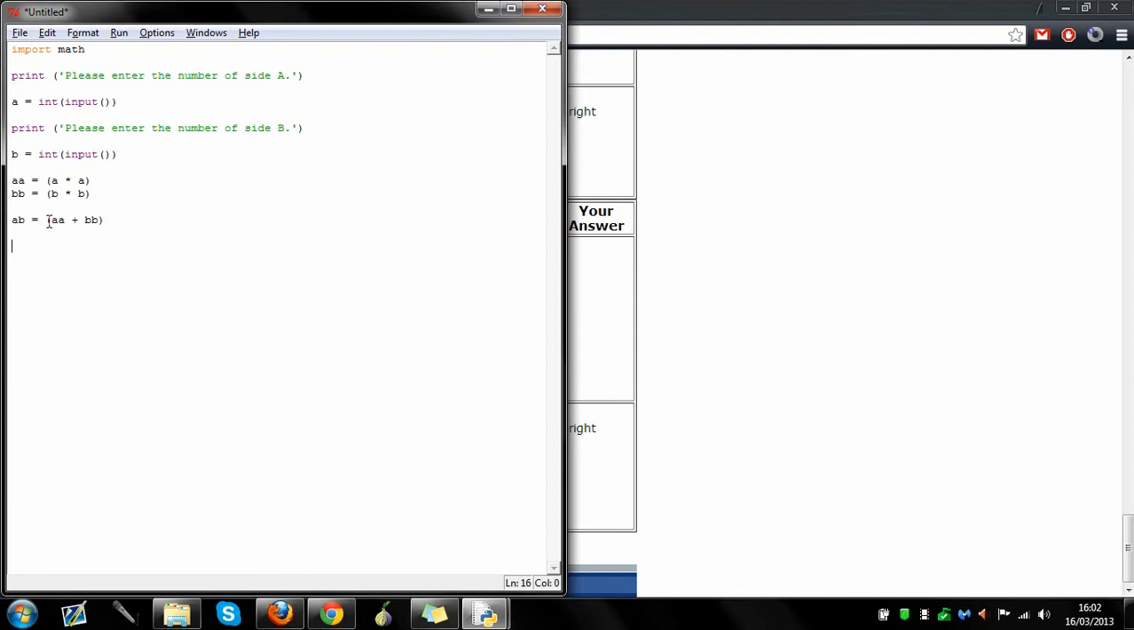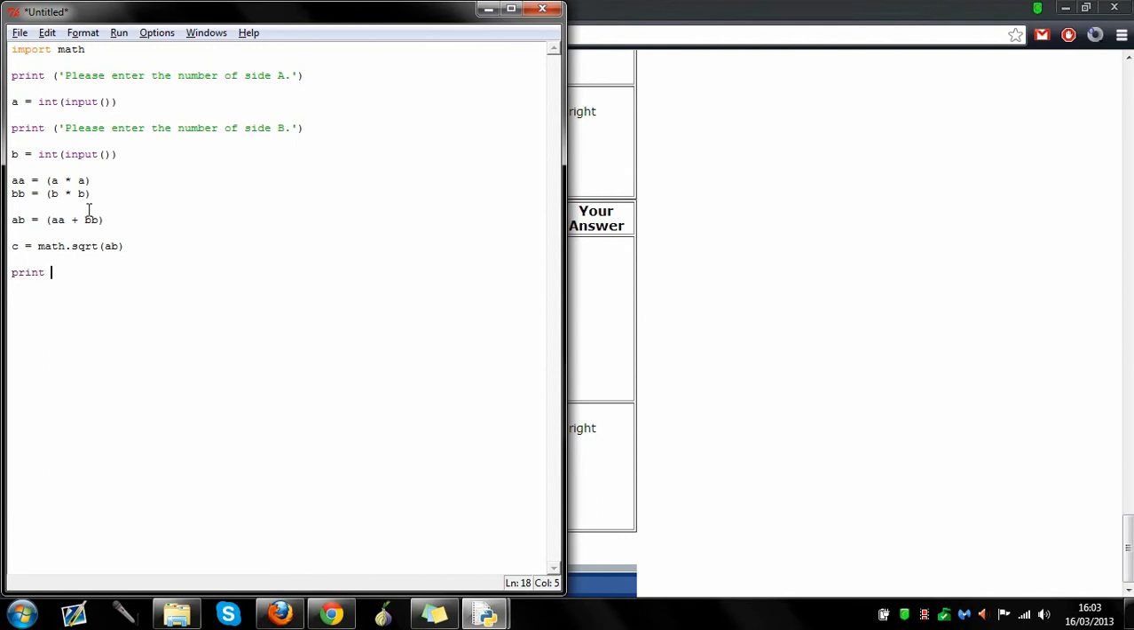But you need to square root it, and then you're going to do C equals, and now what we've got to do is find the square root of AA and BB. So for that, we have to write math.sqrt, which is short for square root, and then we put AB in there. So the square root of AB, which is AA plus BB, AA is A times A and BB is B times B. So C equals the square root of AB.